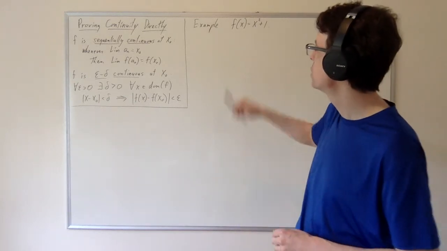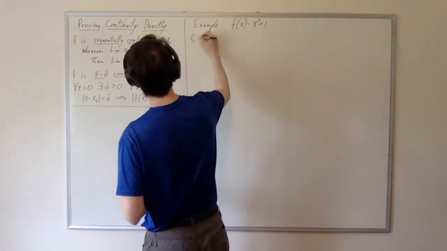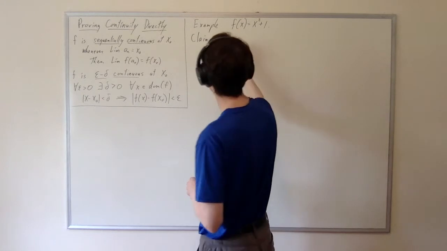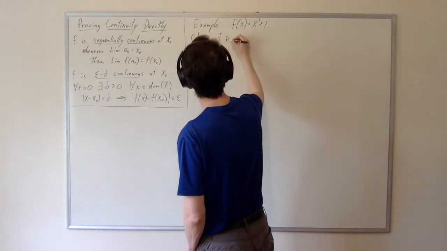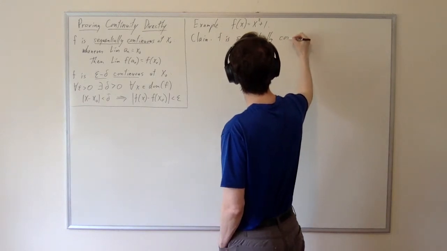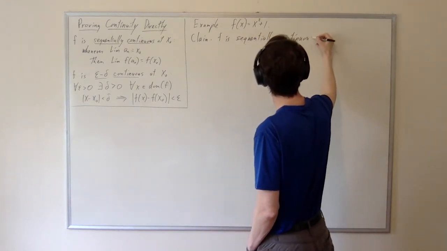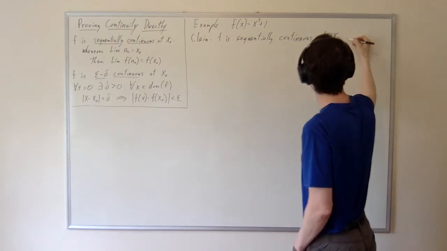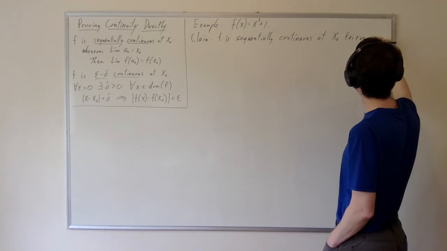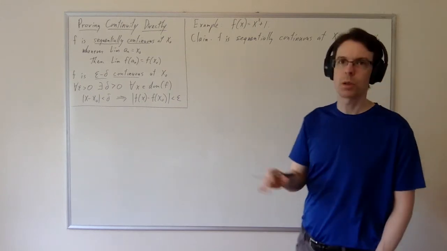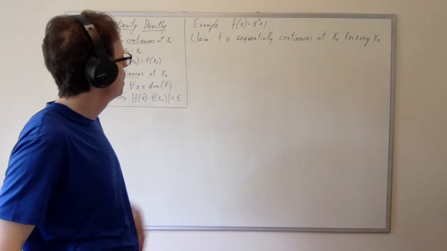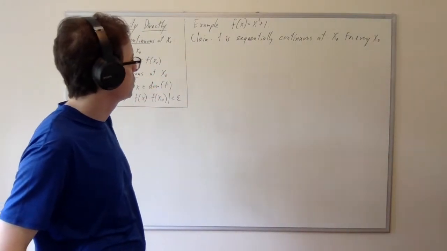So let's prove first that this is sequentially continuous. Our first claim, and it's really just an illustration of how we use this notion of sequential continuity, is that f is sequentially continuous at x naught for every x naught. In other words, we're just saying in an unqualified way that it is sequentially continuous. But since the proof will involve x naught, I'll just put the x naught in the claim there. So we're going to show that this function is sequentially continuous.